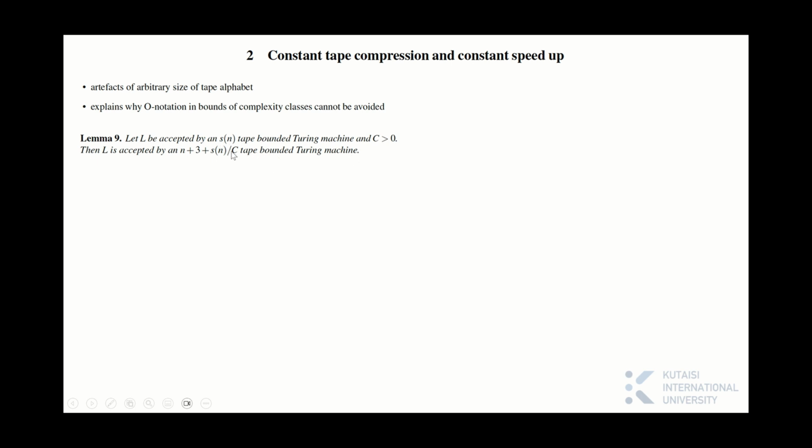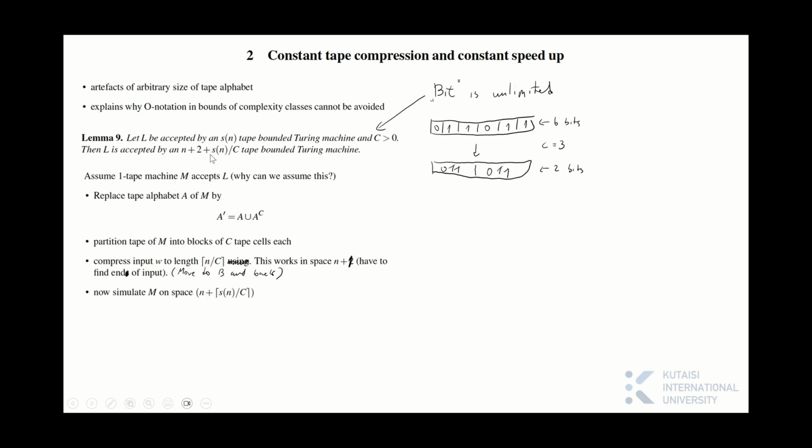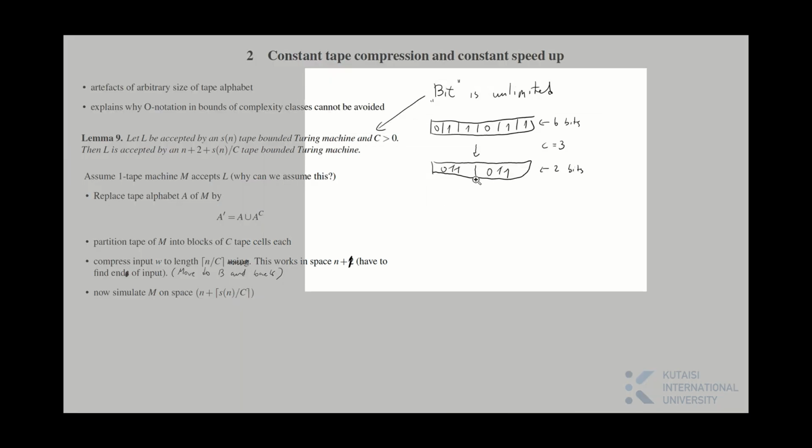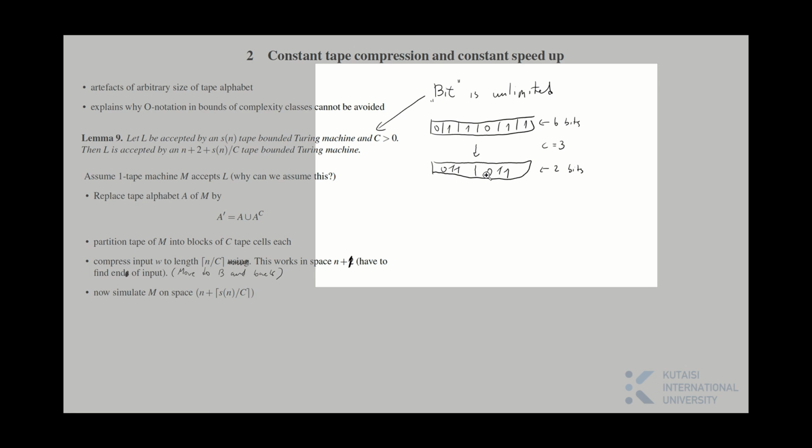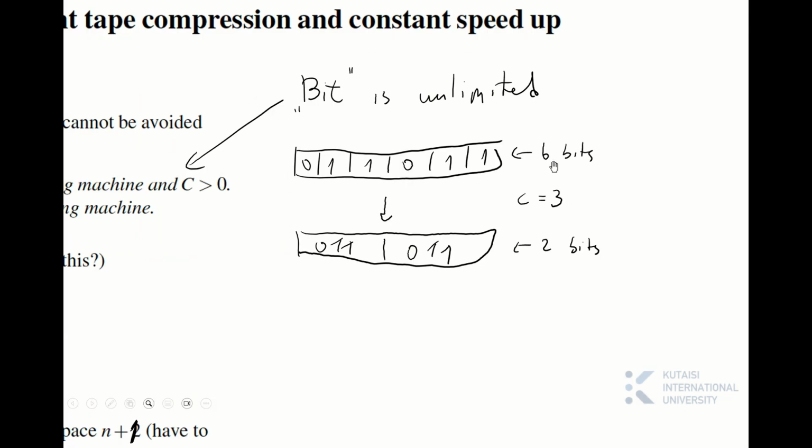Look at what this is saying. It is saying that you can reduce the space by a factor of C as much as you like. For the same language, you just construct a new Turing machine which uses much less space, plus some linear artifact here. The idea is very simple. You have an unlimited alphabet, so you can do this. The idea is written out here.